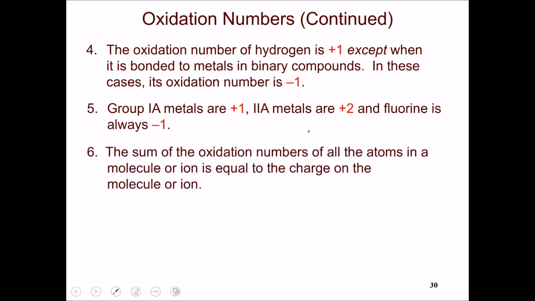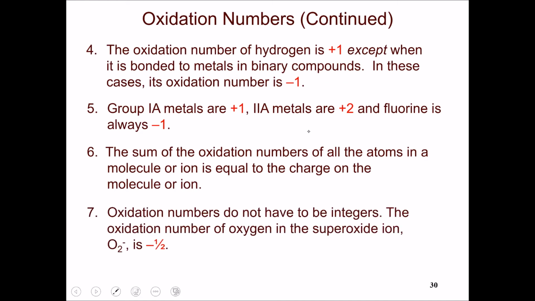The sum of oxidation numbers of all atoms in a molecule or an ion has to equal the charge on that molecule or ion. And finally, oxidation numbers are usually integers, but they do not have to be integers. In some cases, they will have a -1/2, for example, in the case of a superoxide ion.